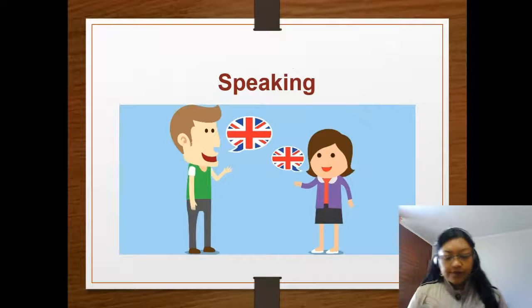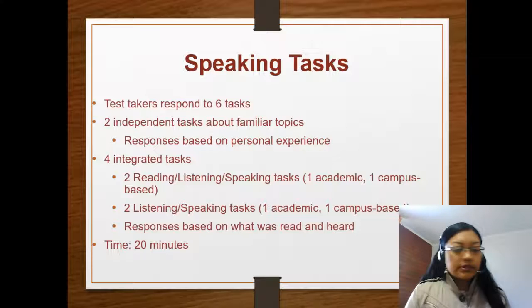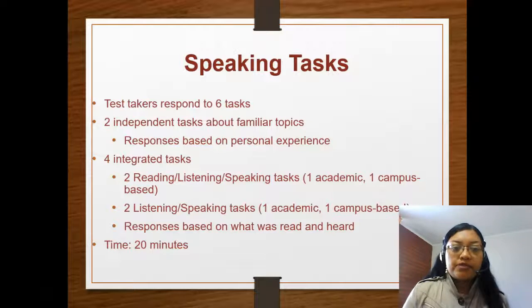Okay, so now we go over speaking. Speaking takes into account 6 tasks, 2 independent tasks about familiar topics. Responses are based on personal experience, like for example, tell me about yourself, or personal information, no problem. The other 4 integrated tasks, as the name says, they are integrated.